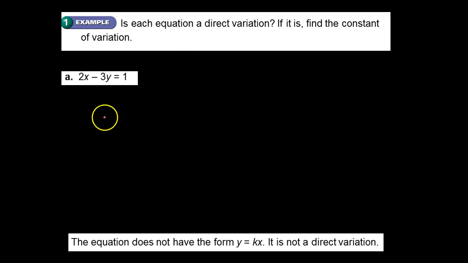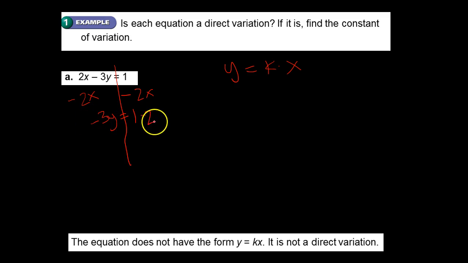So my first question is, is this equation a direct variation? If it is, find the constant of variation. So what I know is I need to get this into the y equals k times x form. To do that, the first thing I'm going to do is subtract 2x from each side. So I get left with negative 3y equals 1 minus 2x.